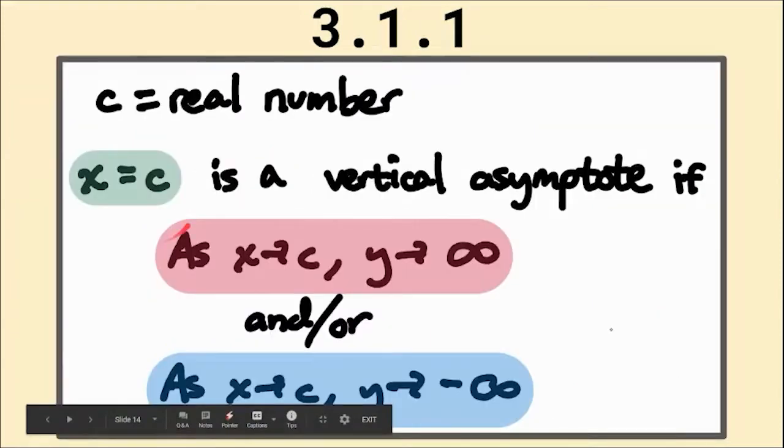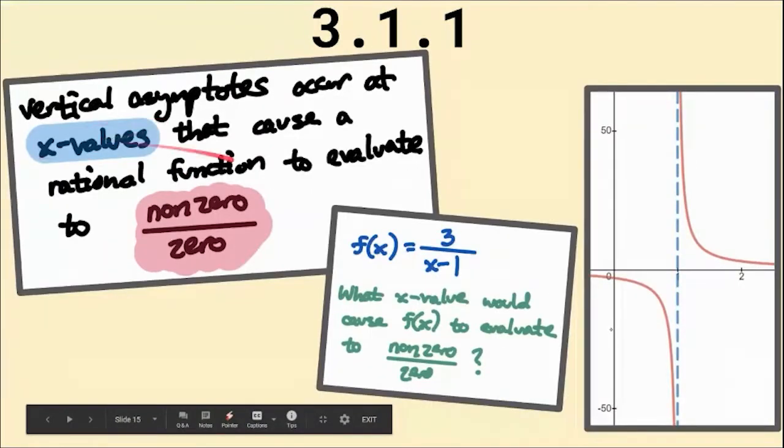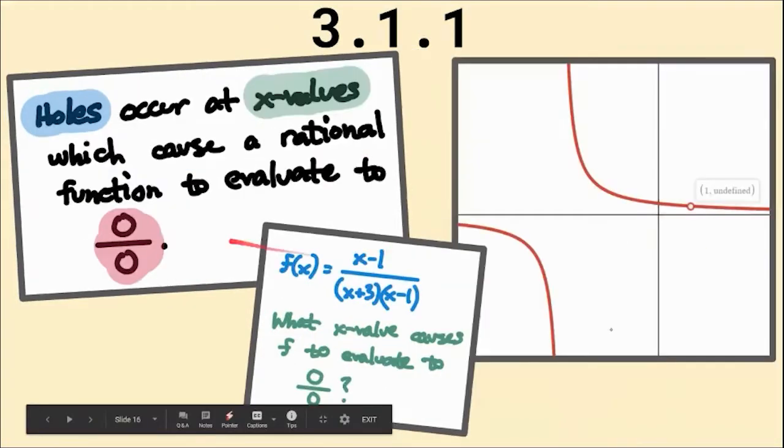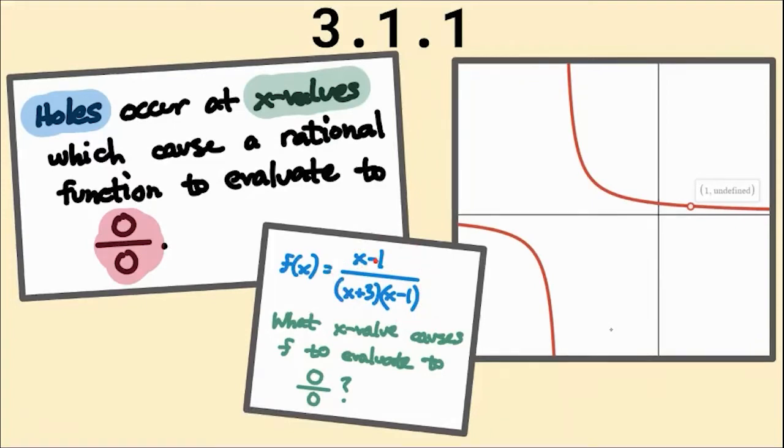To find vertical asymptotes, it occurs at x values that cause a rational function to evaluate to a non-zero over 0. That's what you're looking for every single time. If it's a 0 over 0, it's a hole. But if it's a non-zero over 0, it's a vertical asymptote. So if you look at this example right here, 3 over x minus 1, you just set x minus 1 equal to 0 and solve. And if you notice, the vertical asymptote is at x equals 1. Holes are when you have a 0 over 0. So for example, this right here, if you plug in a 1, you get 0 on top divided by 0 on the bottom. So there's a hole at x equals 1.